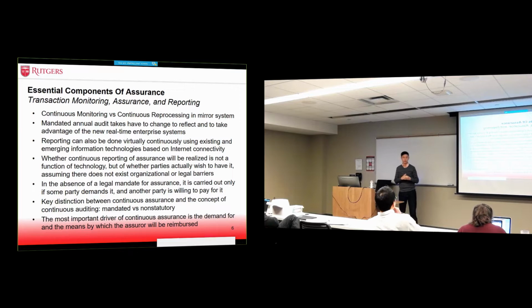For example, the first one is continuous monitoring, right? They just monitor what they record. The second one is that they record their own transaction, and you record your own transaction independently.